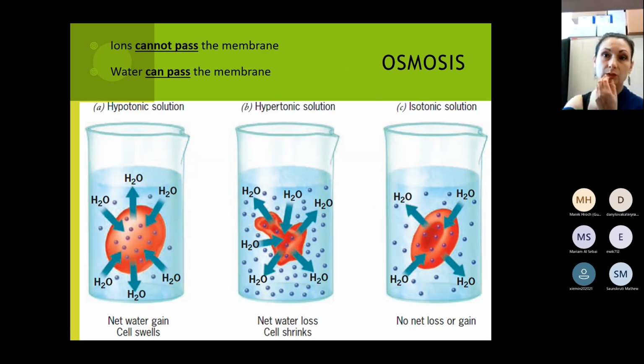Now I would like to explore osmosis a little bit. This is very important because cells in solvents or solutions with different concentrations can swell or shrink. It really depends on the concentration of salts inside the cell and outside the cell. So, first example, if we have a solution which is called hypotonic, what does it mean?